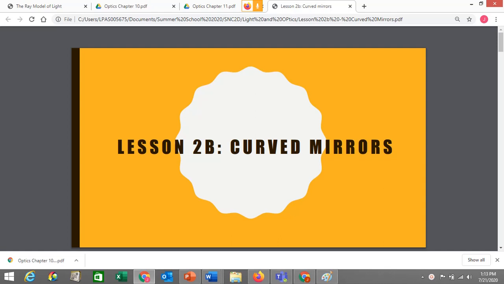Hi everyone. So this is the last lesson for today, lesson 2b, which is going to be about curved mirrors. This is going to be similar to the last lesson in that you are looking at ray diagrams and mirrors and trying to figure out what images look like. But this time we'll be applying these principles to curved mirrors rather than flat plane mirrors.